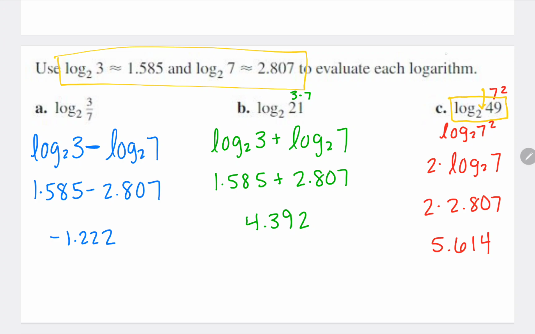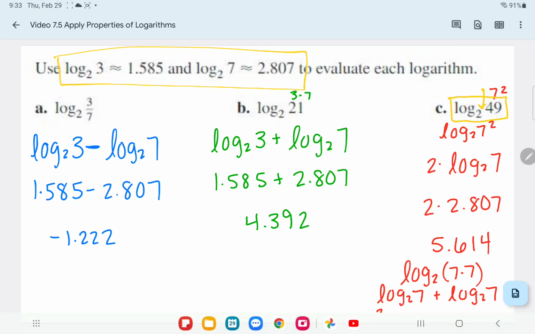And again, for log base 2 of 49, we could have used the product property on that one. I could have said log base 2 of 49 is the same thing as log base 2 of 7 times 7. And using the product property, then I would have done log base 2 of 7 plus log base 2 of 7, or 2.807 plus 2.807, which is still 5.614. So I could have done that either way using those original two logs that we already had evaluated.